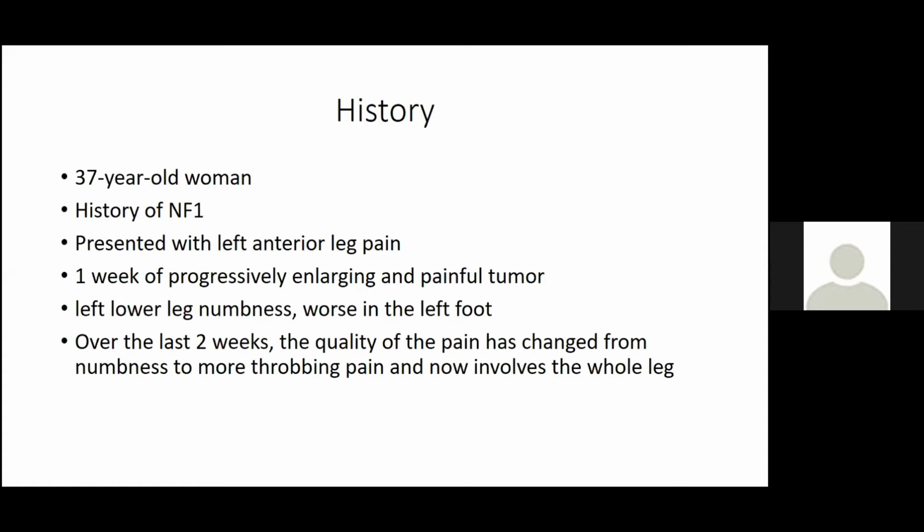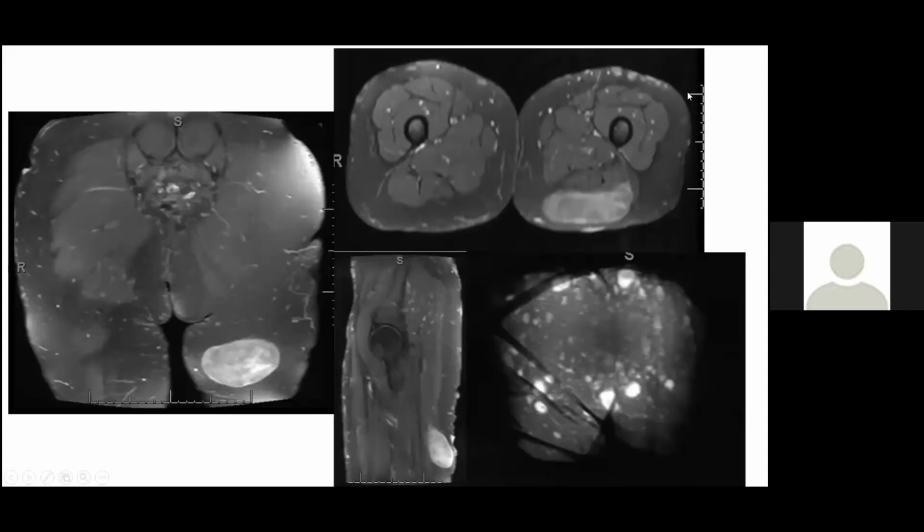Okay, so this is a 37-year-old woman, history of neurofibromatosis type 1. She presented with left anterior leg pain, 1 week of progressively enlarging painful lesion, left lower leg numbness, worse in the left foot. And then over the last 2 weeks, the quality of the pain has changed from numbness to more throbbing pain and now involves the whole leg. So she underwent an MRI of the pelvis. Can you tell me what you see?